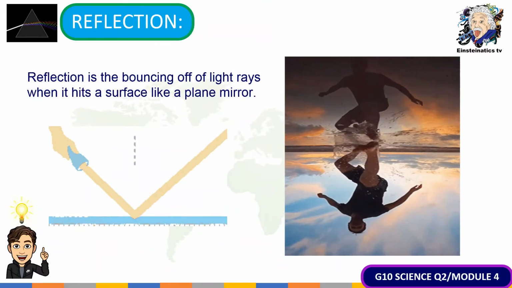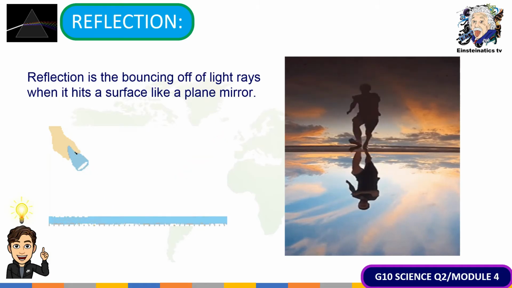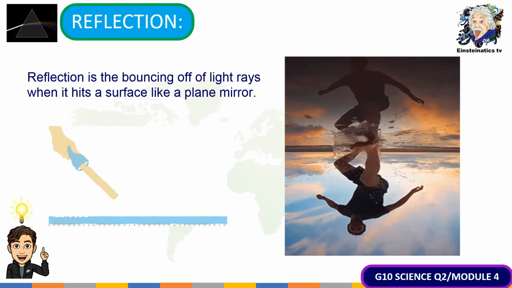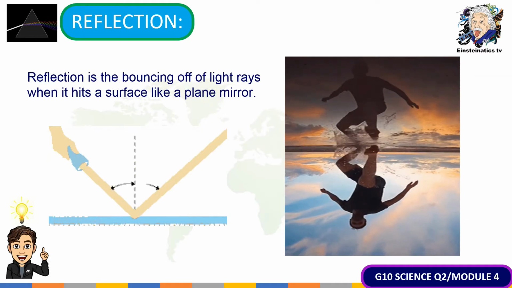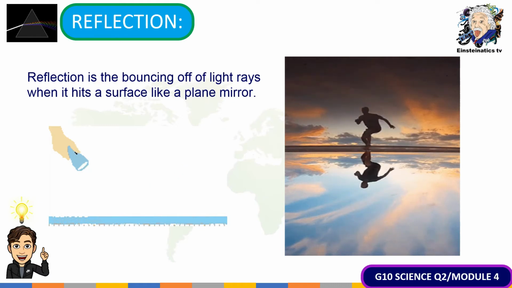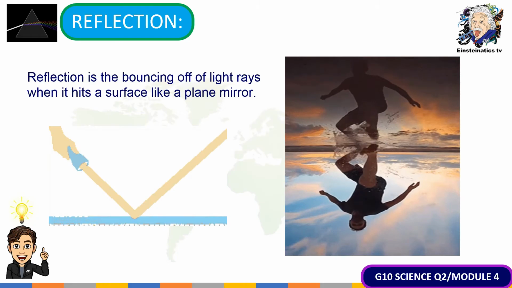This time, let us explore the concepts of reflection. Ano nga ba pag sinasabing reflection? So in physics or in science, reflection is defined as the bouncing off of light rays when it hits a surface like a plane mirror, or yung salamin.